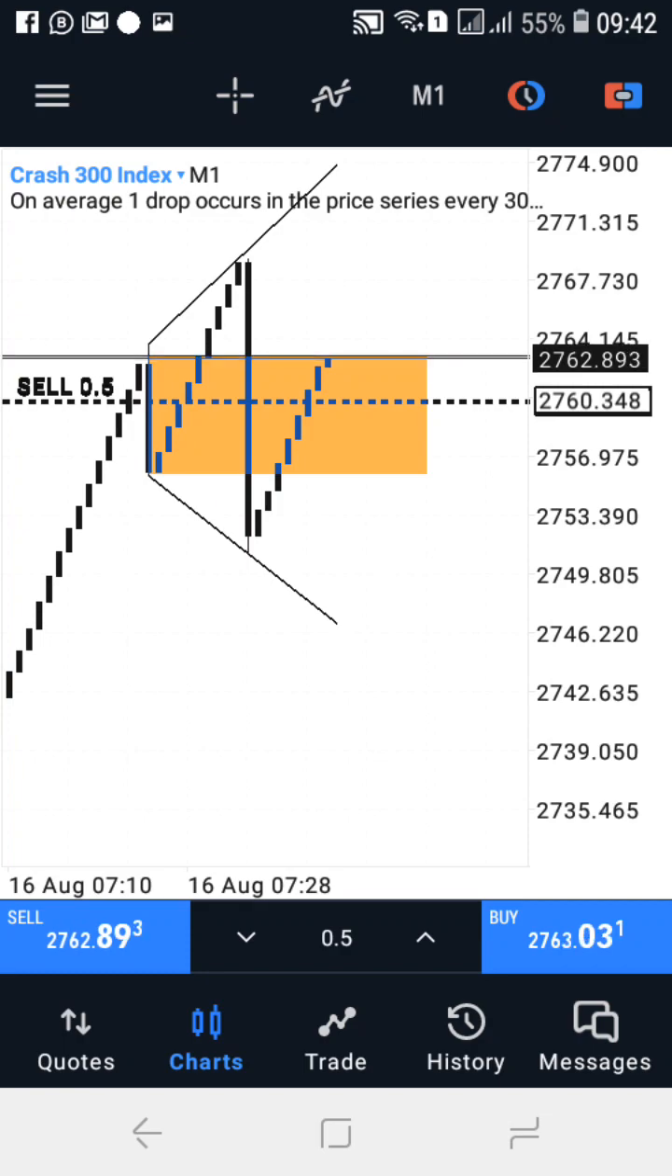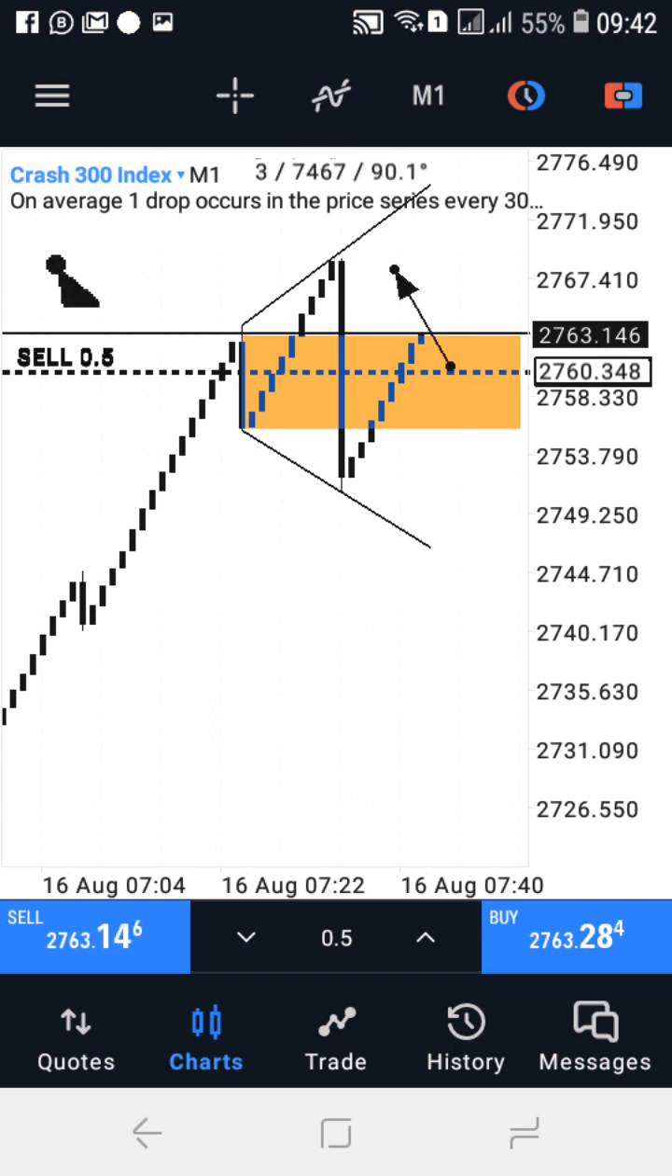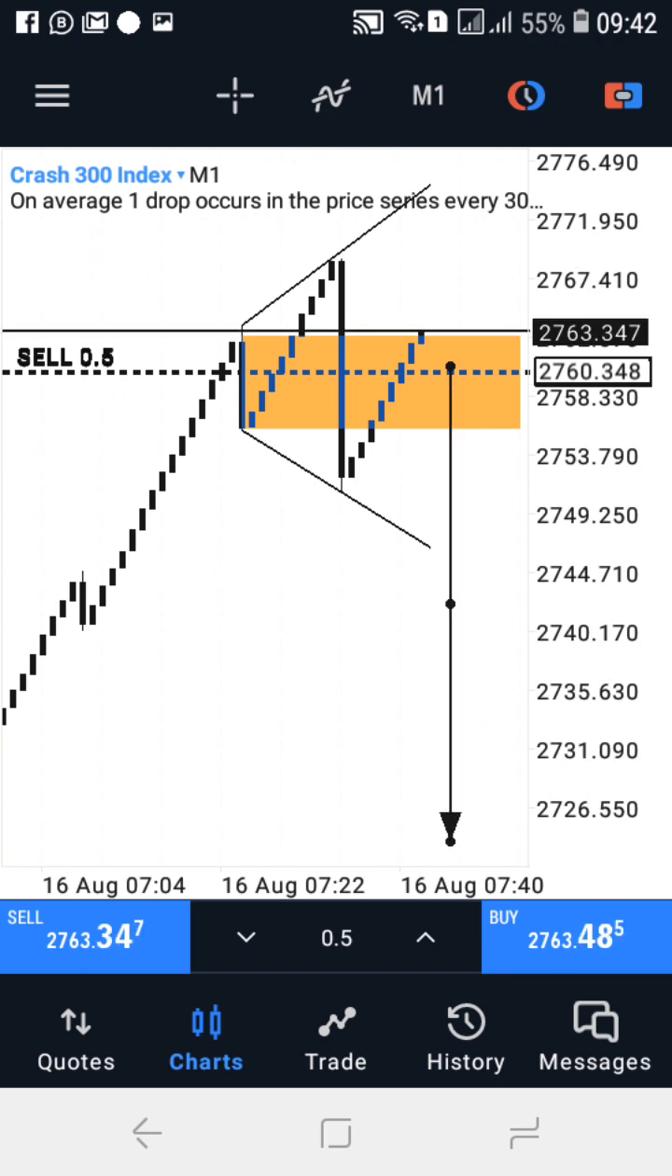It can actually go up a breaker and then come and retest this breaker block, or it can go down, break, and then retest. But how do you trade this?